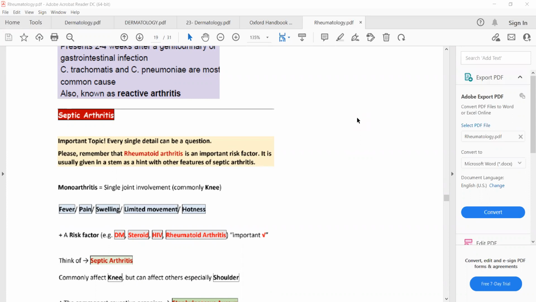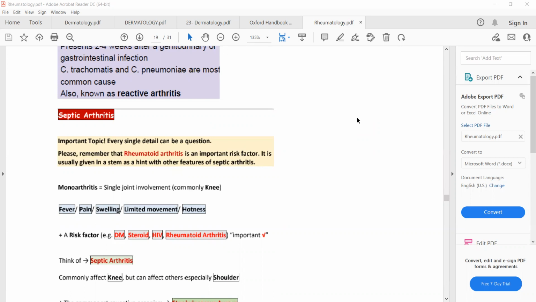The arthritis that is present in SLE and in rheumatoid arthritis, they are basically polyarthritis and symmetrical arthritis. What is a polyarthritis? Polyarthritis means they affect many joints. And then we discussed migratory oligoarthritis or polyarthritis. That was a feature of Reiter syndrome.